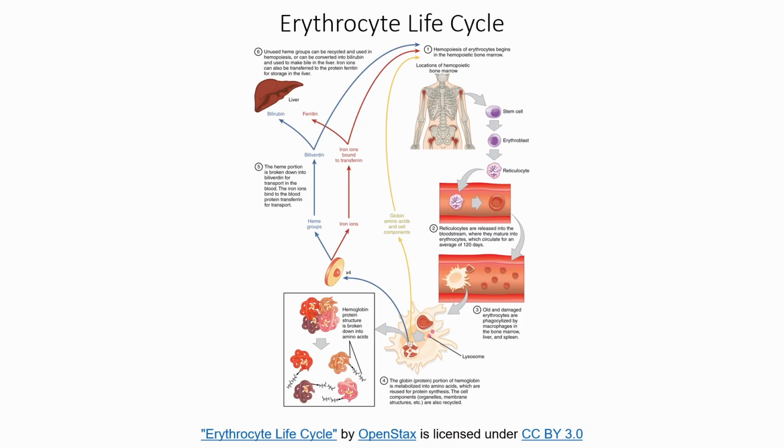So you think about it, that's only 4 months. So within a year, you've turned over all your red blood cells 3 times, on average. That's pretty crazy when you think about it.